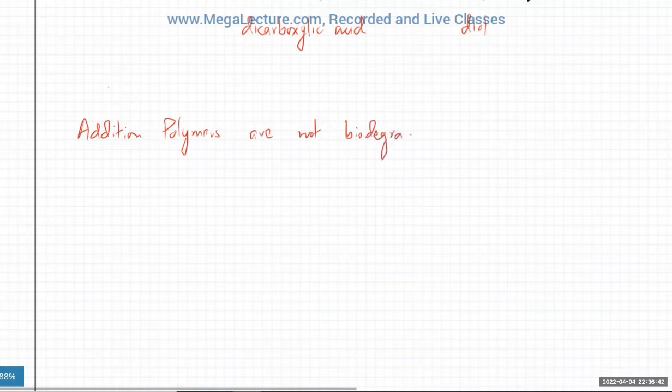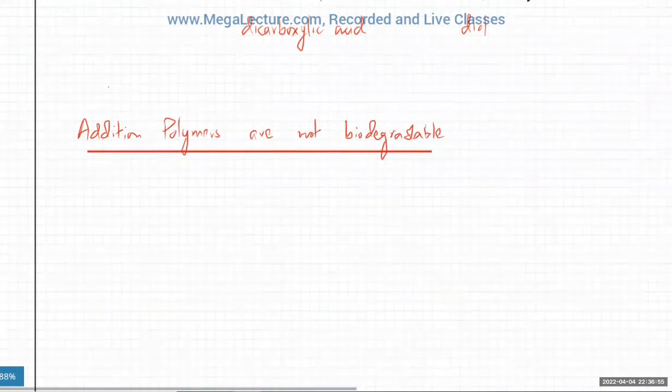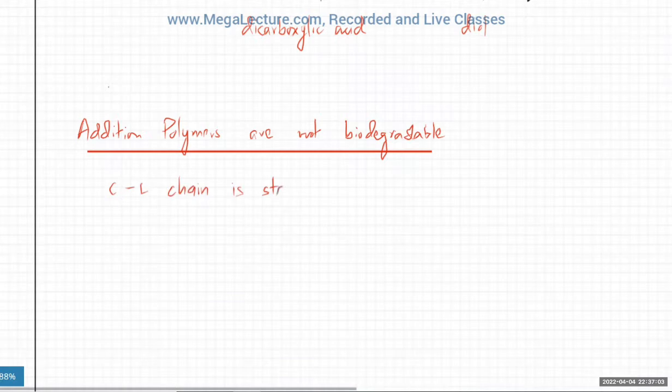Because the carbon chain is inherently very stable and it's non-polar. Like there are very few reactions in which you see carbon chains actually breaking. So addition polymers are not biodegradable. The carbon chain is stable. And one of the reasons it's very stable is it's non-polar. It's a non-polar chain. So one example is, I'm just going to draw one example of an addition polymer. You need a double bond for that.